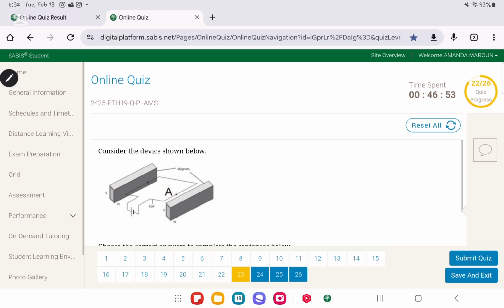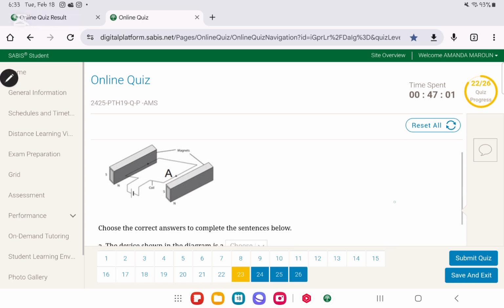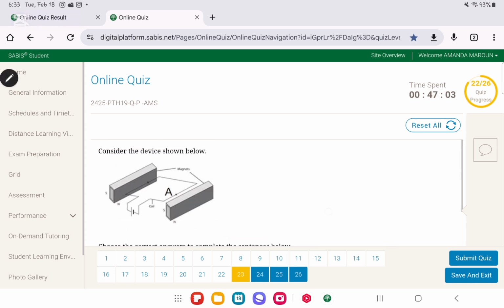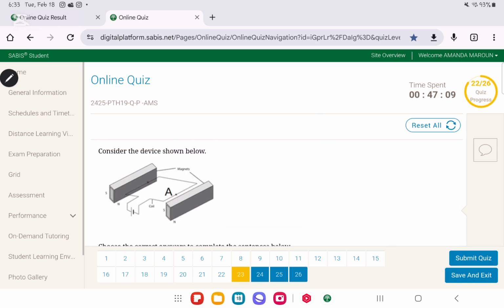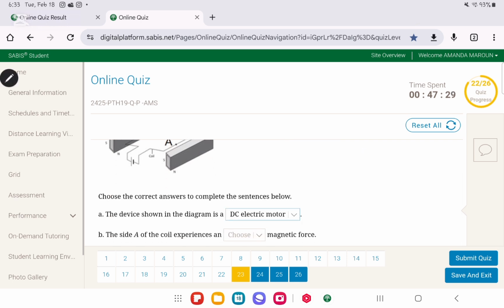We move on to question number 23. As you can see over here, we are shown a DC electric motor. How do we know it's a DC electric motor? Because there are no rotations. If you were to see a rotation like we saw in question number 1, then it is an AC electric motor. But here in this case, since there's no rotation, then it is a DC electric motor, a direct current. It has only one direction. Now, the side A of the coil experiences.